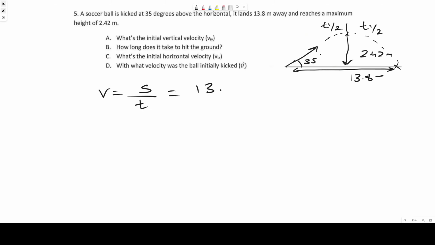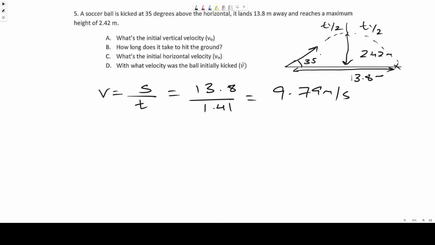So I can say 13.8 divided by 1.41 seconds, which I found in the last part. And my horizontal velocity is 9.79 meters per second. Remember, don't forget your units, and don't forget if your teacher or your professor is very strict with their decimals and their significant figures, so just make sure you adjust accordingly to your answer.